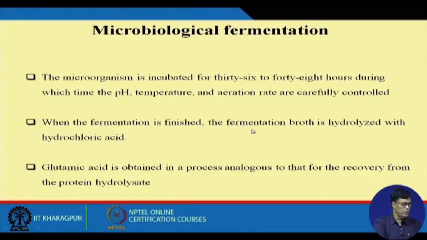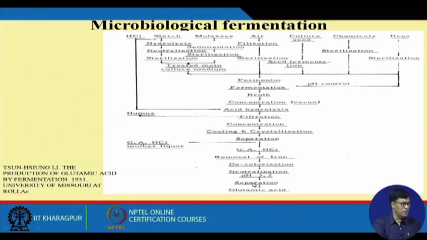When the fermentation is finished, the fermentation broth is hydrolyzed with hydrochloric acid, and glutamic acid is obtained in a process analogous to that for the recovery of protein hydrolysate. So after the fermentation is over, we get the cell mass and other products, and that is hydrolyzed using hydrochloric acid. We have seen that in protein hydrolysis we use hydrochloric acid, and during this hydrolysis we produce glutamic acid. A similar process is used here.